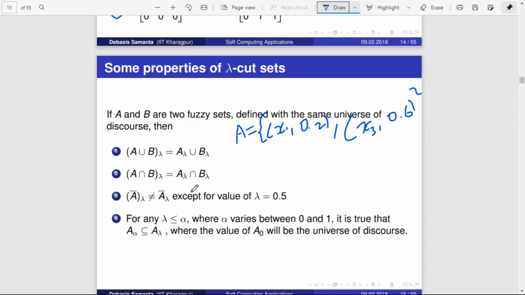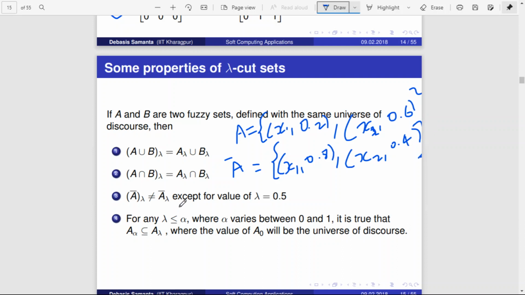Now (A dash) lambda means what? First you perform A dash. So A dash is what? A dash is 1 minus A. So 1 minus A is what? 1 minus 0.2 is 0.8. Okay, so x1 will be 0.8, and this is x2. x2 will be 0.4. Okay, right. So this is A dash, A complement.